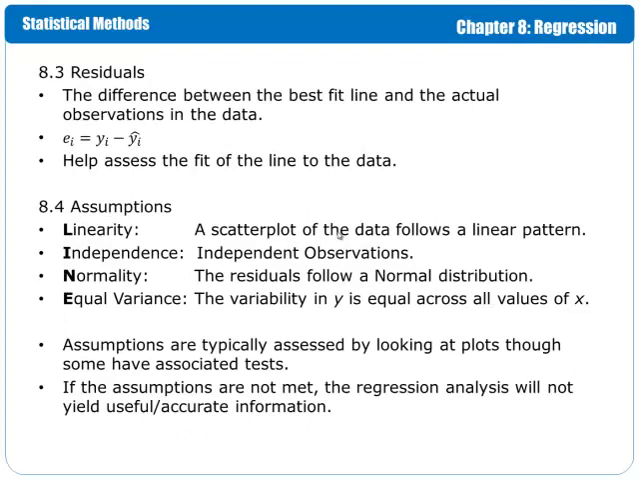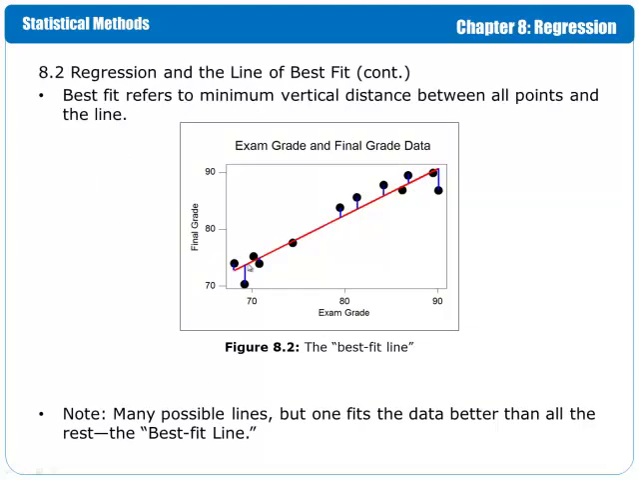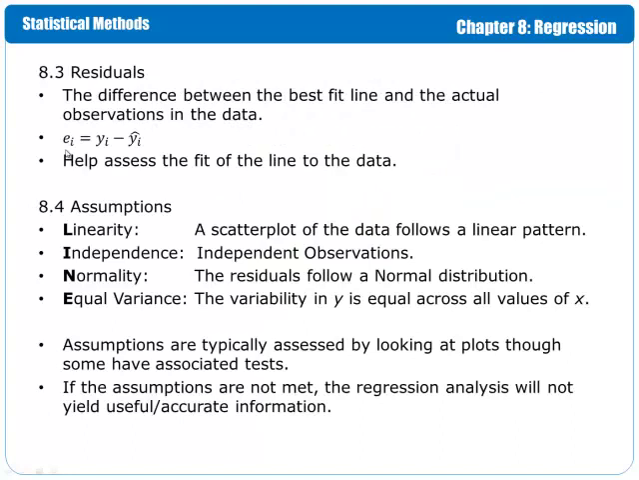Residuals are the difference between the best fit line and the actual observations in the data. So if you recall in a previous slide, we indicated that the best fit line is the line such that the vertical distance between each point and the line is as small as it can be. Those distances are called residuals. The residuals are calculated as the difference between the actual data values y sub i and the value of the line y hat sub i. The residuals help us assess the fit of the line to the data.